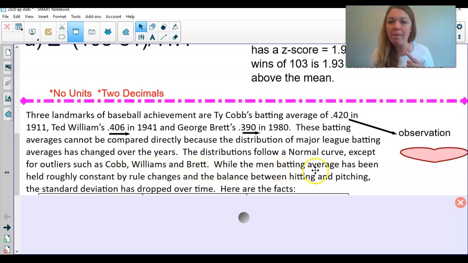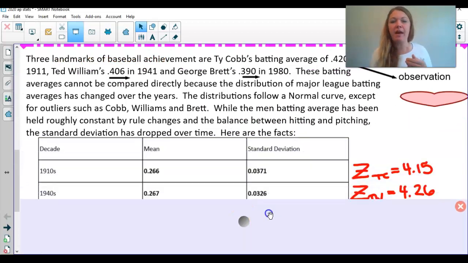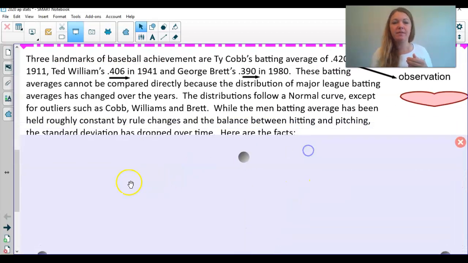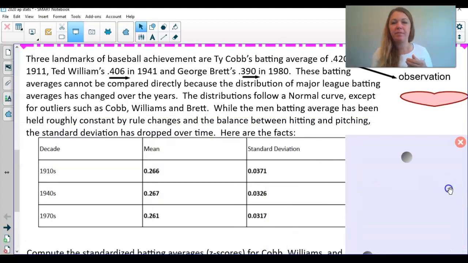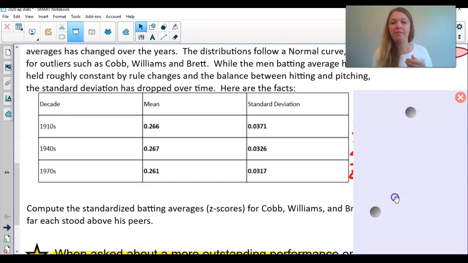Okay, the distributions follow a normal curve, except for outliers such as Cobb, Williams, and Brett. Well, the mean batting average has been roughly constant, held there by rule changes and the balance between hitting and pitching. The standard deviation has dropped over time. Here are the facts. Okay, let's keep reading. I don't want to give my spoiler away.